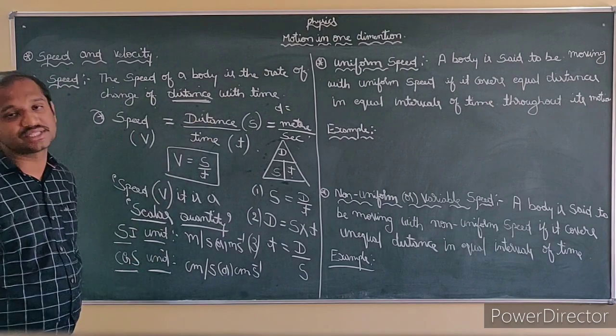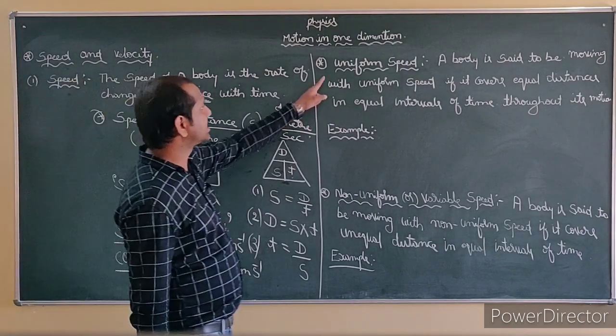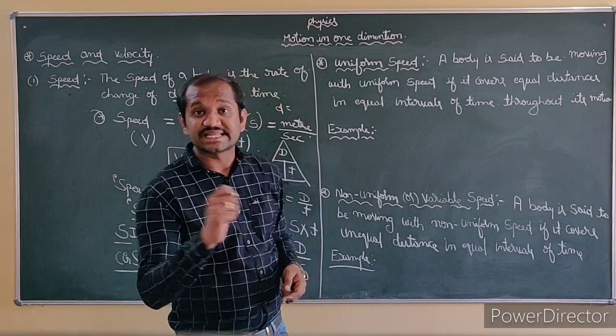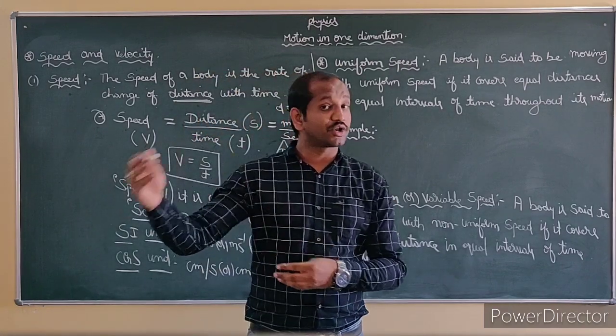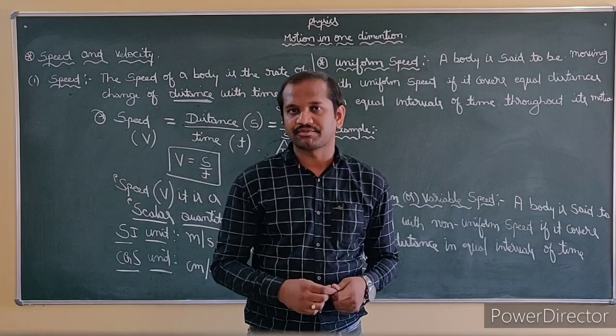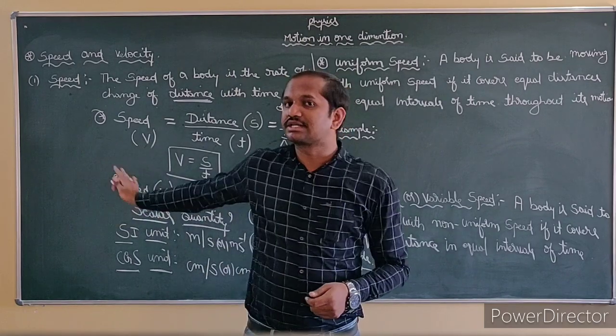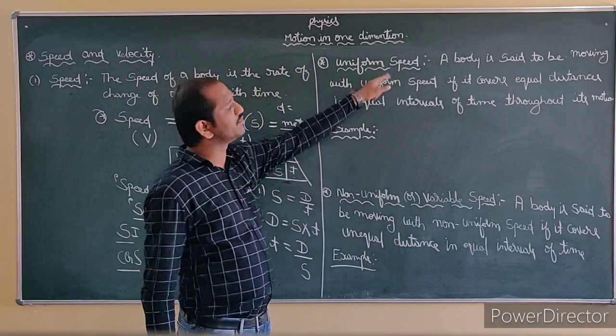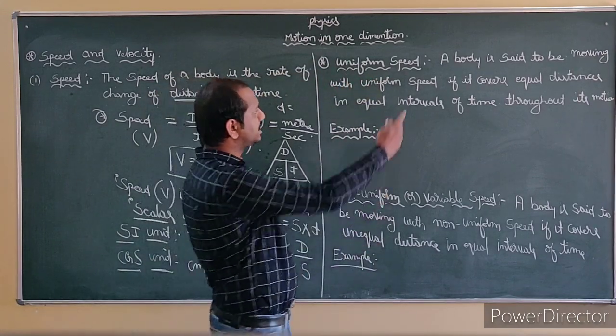Now we have some types of speed. When do we consider uniform speed? When do we consider non-uniform speed? When do we consider instantaneous speed? And what do you mean by average speed? We have all of these. All of those are simple if you understand once what speed is. Now first let me explain what is uniform speed. Look here.